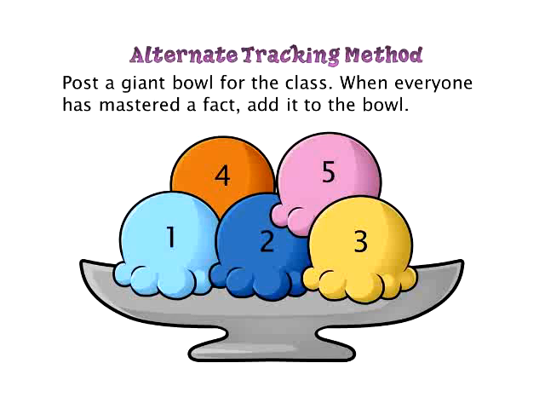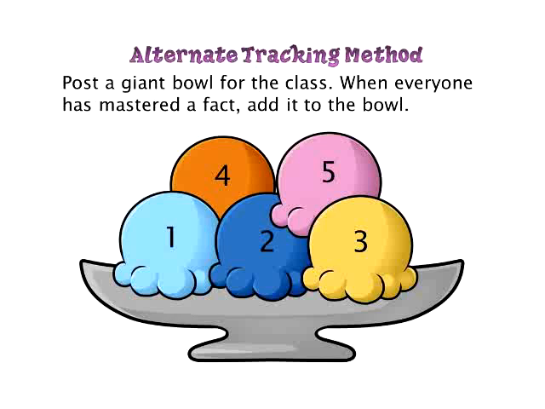You could have a giant bowl for the classroom, and when everybody has mastered a fact, add it to the bowl. So the 1 goes in there when everybody knows their 1s. The 2 goes in there when everybody knows their 2s. That way, it's still a class goal, but you don't see who's the one holding you back from making the 3s or the 4s or the 5s or whatever. The only problem with this method is if you do have a kid that's kind of holding everybody back, it can be frustrating to the others that they're not able to see progress.